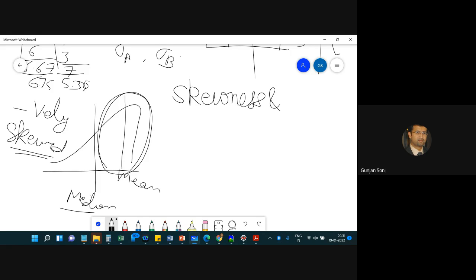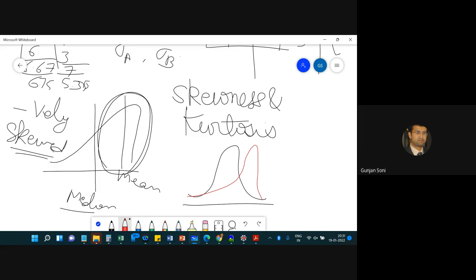Skewness and kurtosis. See, if you have a symmetrical curve like this, we say it's a normal distribution curve. If it is like this, we say it's negatively skewed. If it is like this over here, we say it is positively skewed. That means the tail is on the positive side, so it is positively skewed. If the tail is on the left side, we say it's a negatively skewed distribution. And kurtosis is a value, and for a perfect normal distribution, kurtosis is equal to 3, where mean, median, and mode are equal.